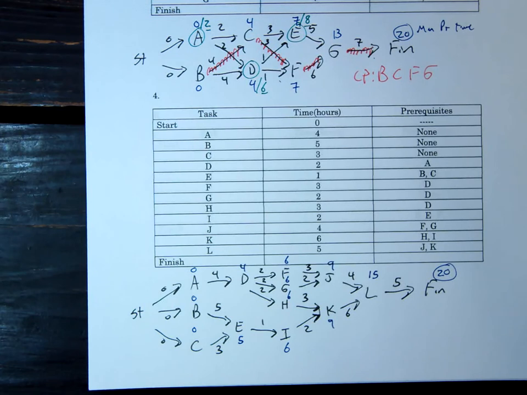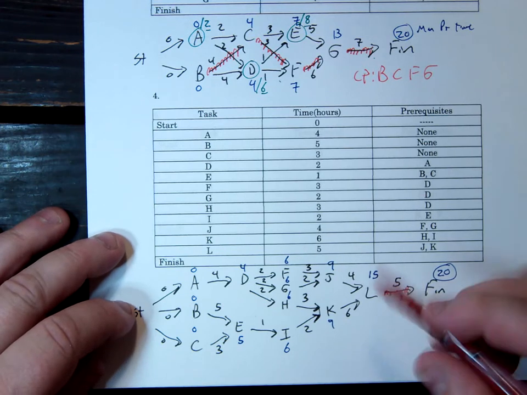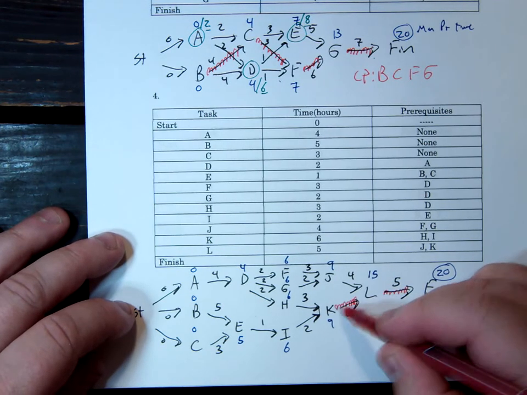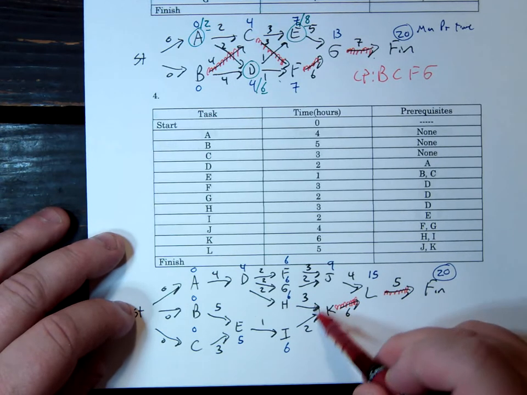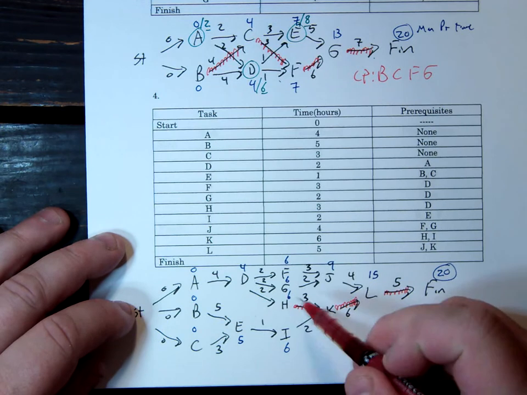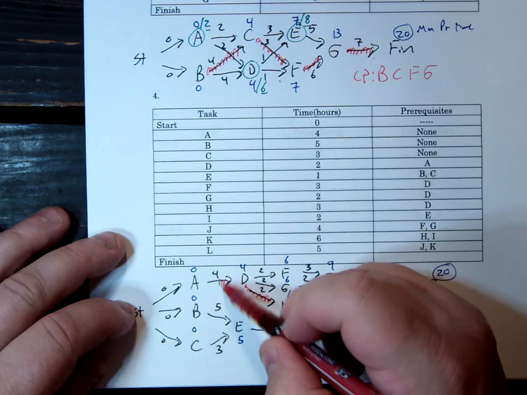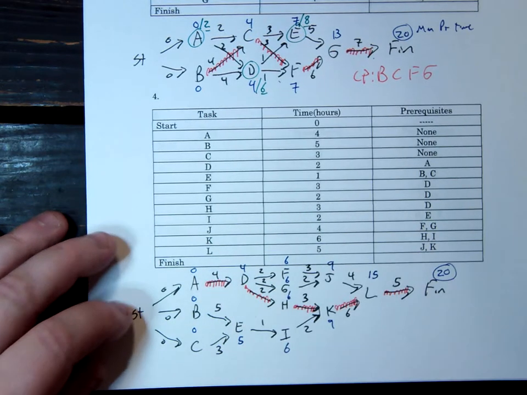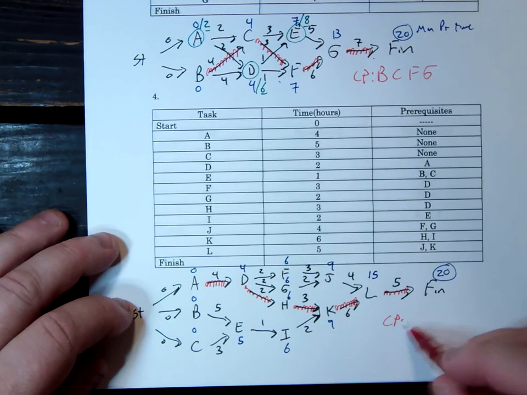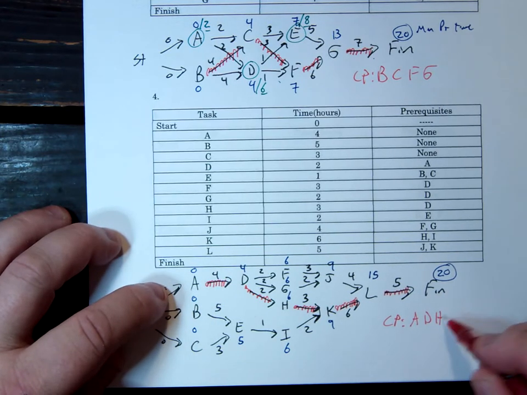Your critical path: the 20 came from, of course, 15 plus 5. The 15 came from 9 plus 6. The 9 came from the 3 plus 6. The 6 came from the 2 and the 4. And then the 4 came from A, which is the start. So your critical path is A, D, H, K, L.